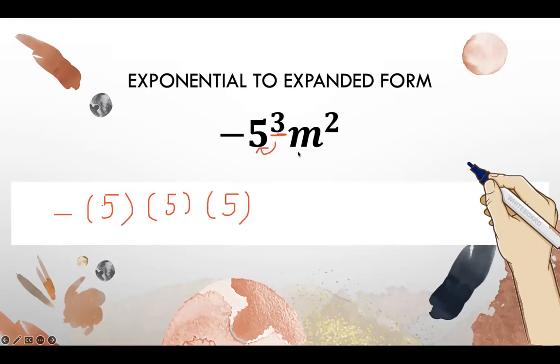Okay, and let's proceed to our variable. So we have the base m, which is being raised by 2. So it means m times m. So our final answer is negative the quantity of 5 times the quantity of 5 times the quantity of 5 times m times m. Okay, so I hope you got it.